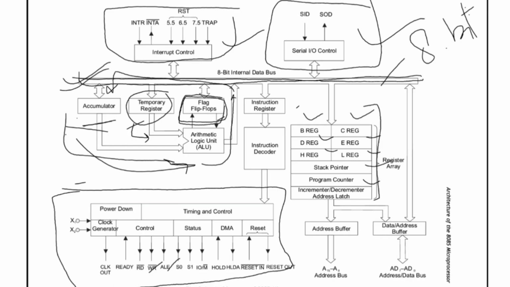And here there is an address buffer and address data buffer. This portion is used for communication with the outside world. That is, the microprocessor is connected using this address bus and data bus. In 8085, AD0 to AD7, that means pins AD0 to AD7, can work as both address bus and data bus, and pins A8 to A15 can work only as an address bus.